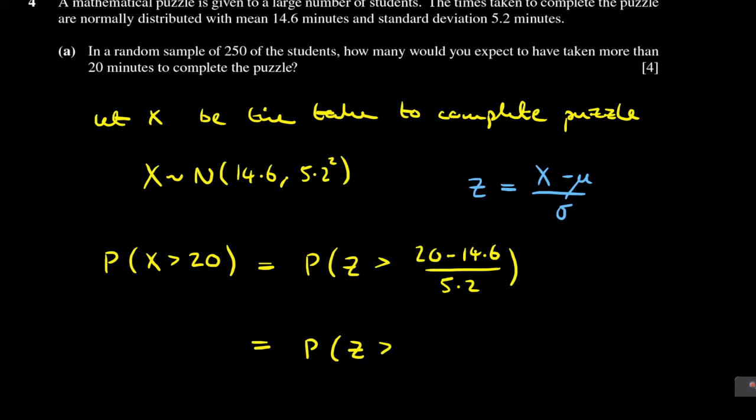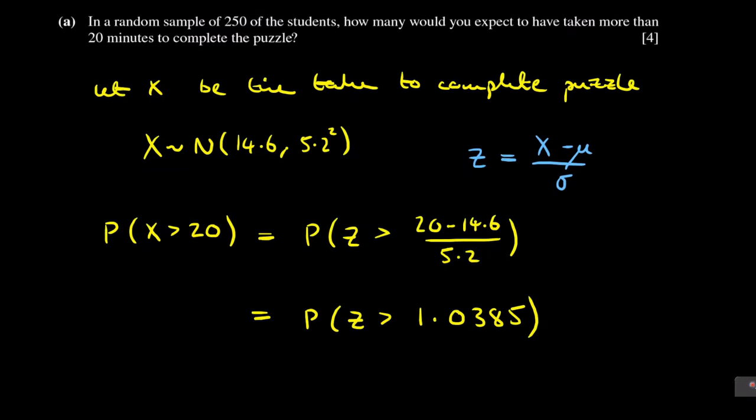Let me just use my calculator. So 20 minus 14.6, okay, and then divided by 5.2. You know, there's 27 upon 26, and we get that as a decimal. That's 1.03846. Okay, so I'll put it to 4 decimal places.